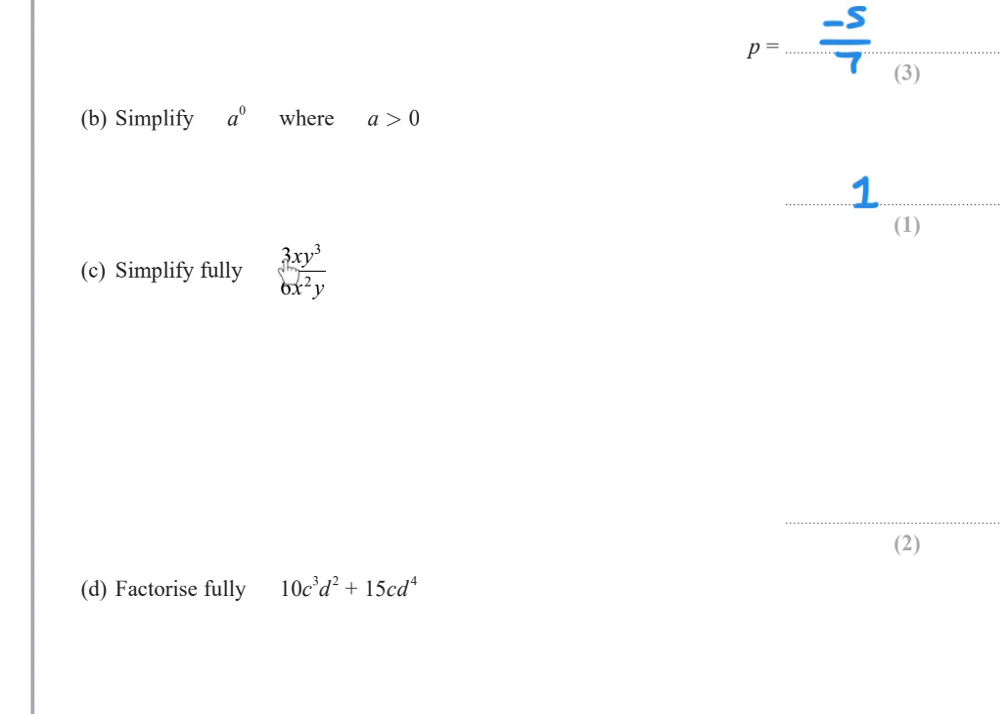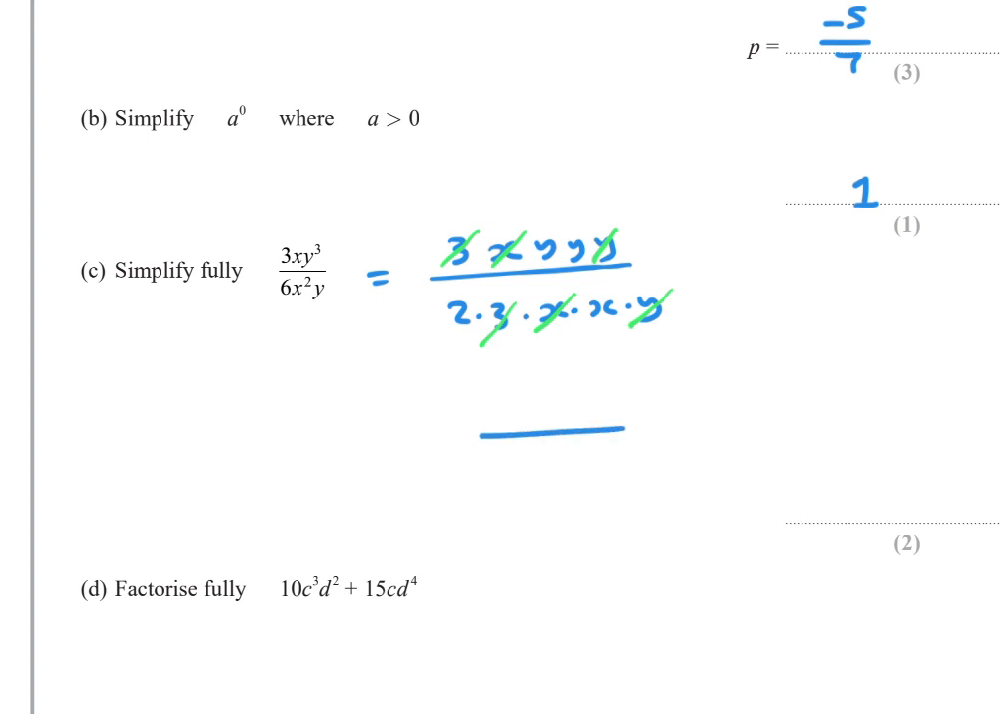C, simplify fully 3xy cubed divided by 6x squared y. We can factorize the numerator as 3 x y cubed, this means y times y times y. For the denominator, 6 can be written 2 multiplied by 3, and x squared can be written x times x, because we have y. Now cancel the common factors, 3 cancelled, x cancelled, y cancelled. So now you are left with y squared for the numerator and 2x for the denominator.